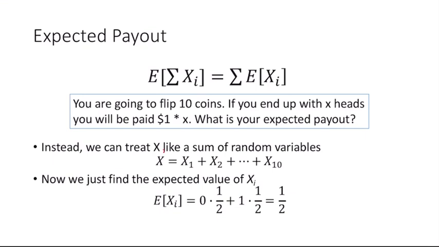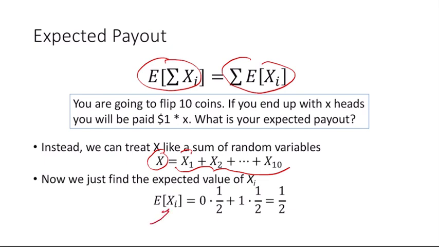We could say that our random variable x is just equal to the amount of expected payout we should have for each individual flip of a coin. So instead of computing the expected value of the sum, we're going to compute the sum of a bunch of simpler, easier expected values. For example, what's the expected value of a single coin flip? Well, I could pay you $0 half the time, or $1 half the time, which is going to leave us with an expected value of a single coin flip of 1/2.